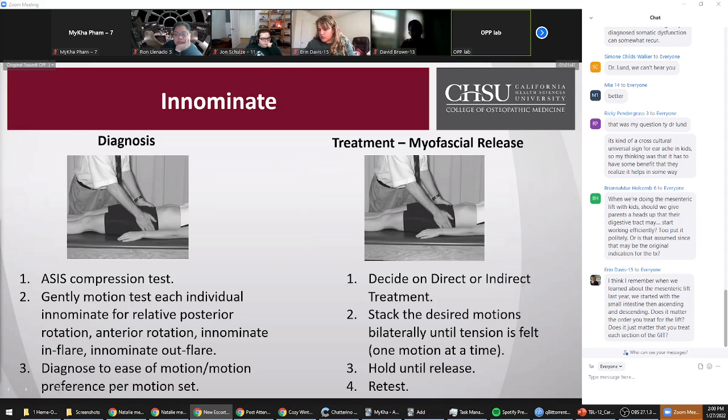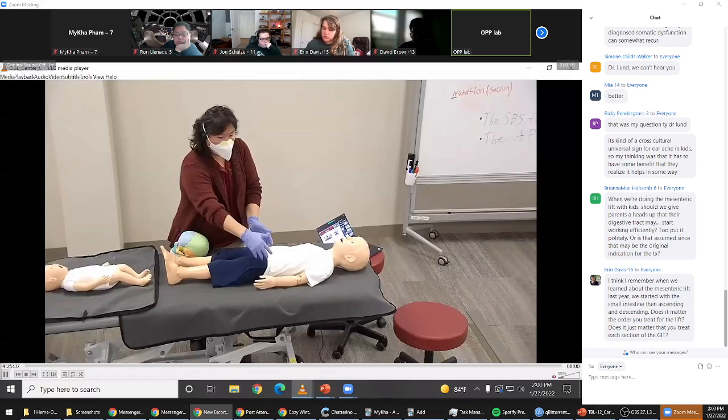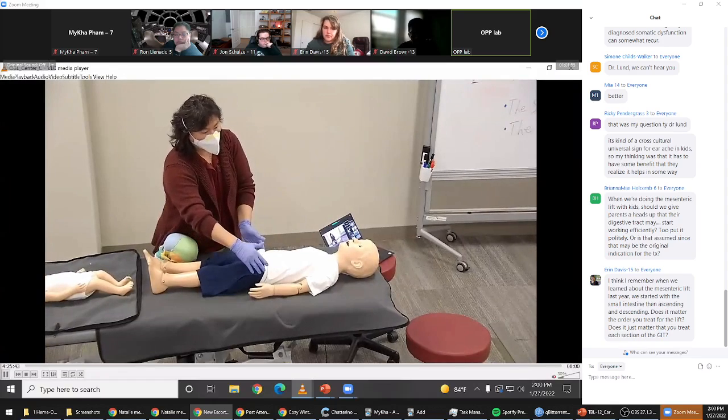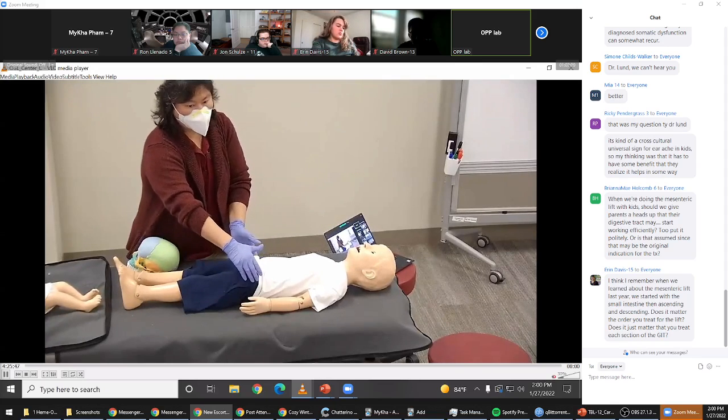across the iliac crest. And we know that one of the major motions is rotation, posterior or anterior. We know that it is out flare or in flare.